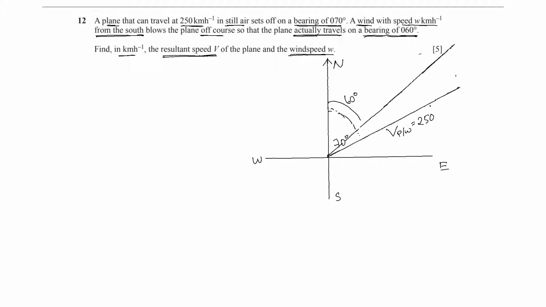Okay, and it also says that the wind blows from the south. So let me connect these two lines, and now let's put the directions of the velocities. This wind will go upwards and the resultant velocity goes in this direction. We have to find the speed of the resultant velocity and the speed of the wind. Now the included angle created by the relative velocity and the resultant velocity is 10 degree, which is 70 minus 60, 10 degrees.